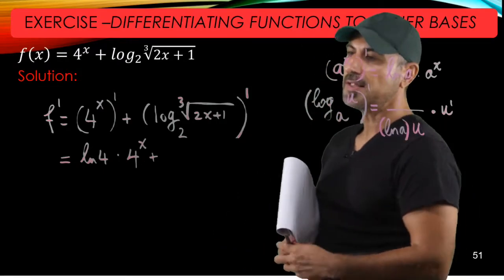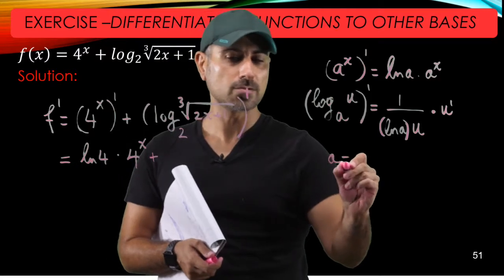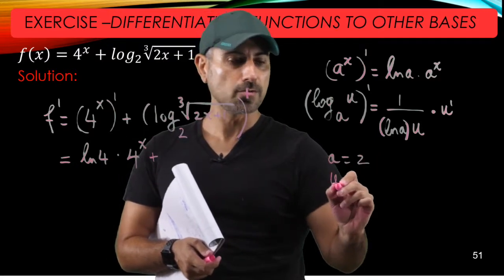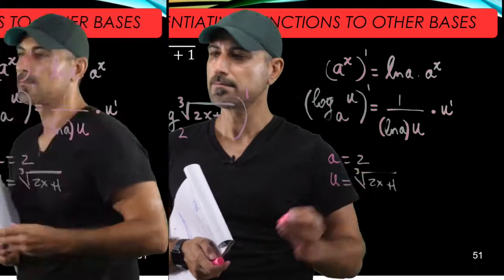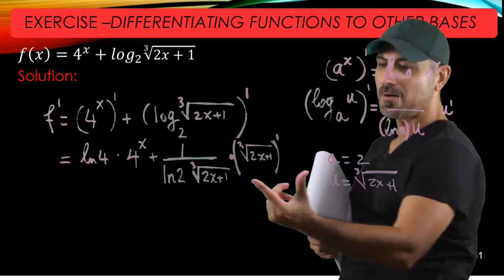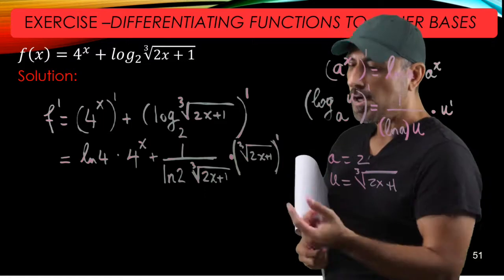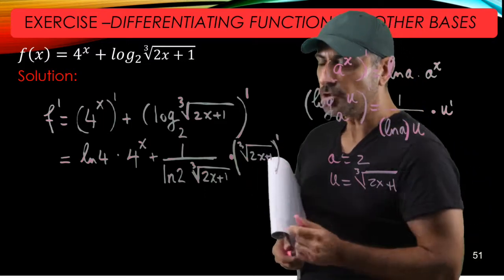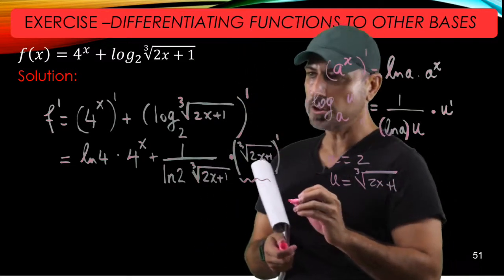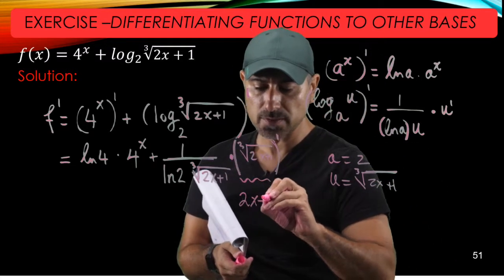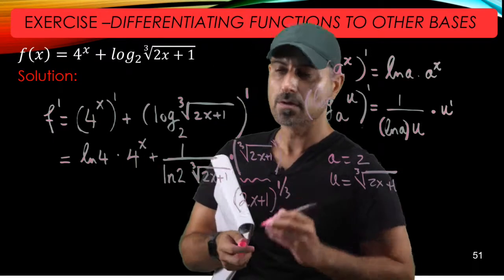And for the second piece, I'm going to use this formula for a equals 2, and u equals the cubic root of 2x plus 1. All right, so if we come up with the derivative of the cubic root function here, then we're done. To take the derivative of this piece, I'm going to use the chain rule. But first, I want to write this function here as 2x plus 1 raised to the power of 1 over 3.